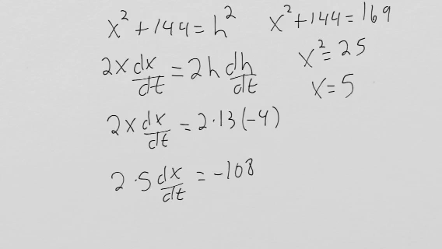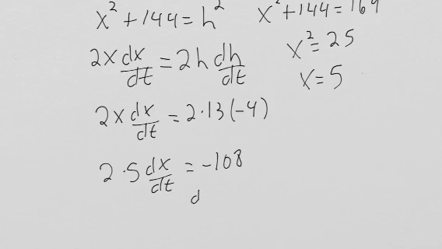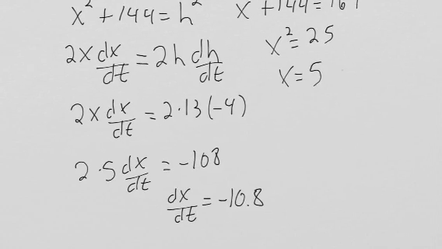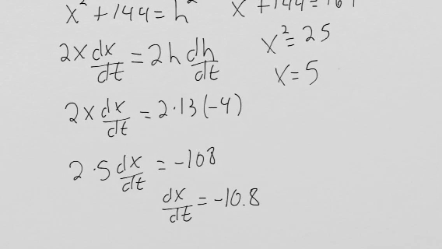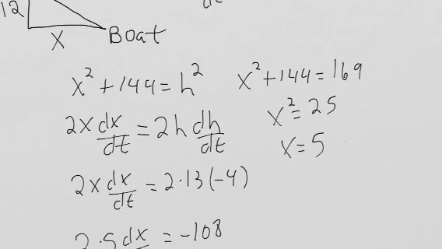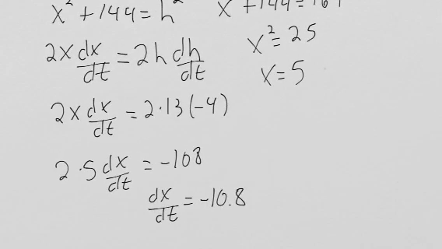And we're going to be dividing that by 10. So for dx/dt, we divide that by 10. We get negative 108 divided by 10, which is negative 10.8. So as the winch is pulling in the rope at negative 4 feet per second, at the moment that the rope has 13 feet left, the boat is moving at negative 10.8 feet per second.